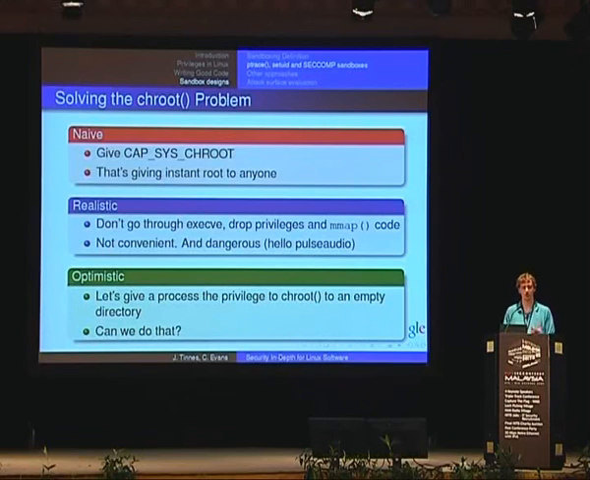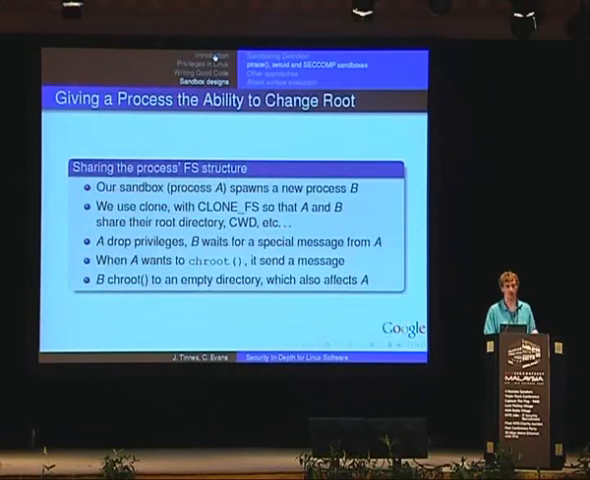So could we just give a process the privilege to chroot to an empty directory? That would be good, but can we do that? So we found a way to do exactly that. And that way was to use the following trick, where we would share the process file system structure. So in the Linux kernel, there is a per process, per thread actually, file system structure.